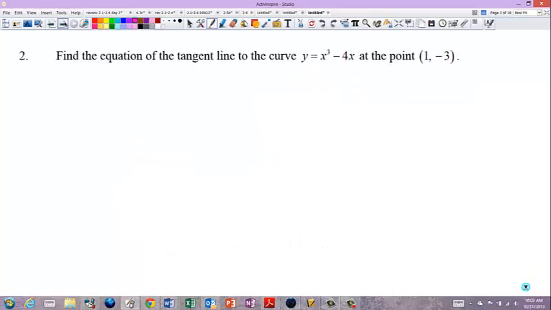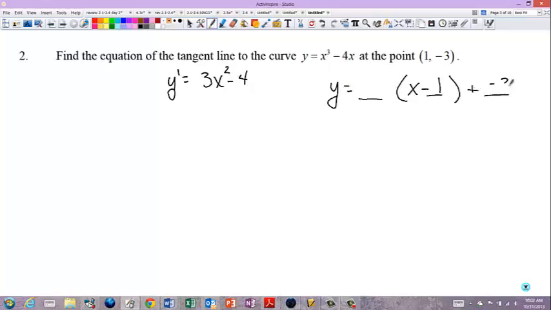Find the equation of the tangent line. I don't think a lot of people miss this one, but we'll go over it anyway, just in case. Just take the derivative, 3x squared minus 4, and then remember it's y equals blank, times x minus blank, plus blank. That's 1, that's negative 3. I fill in my 1, because that's x. 3 times 1 squared minus 4 is negative 1.